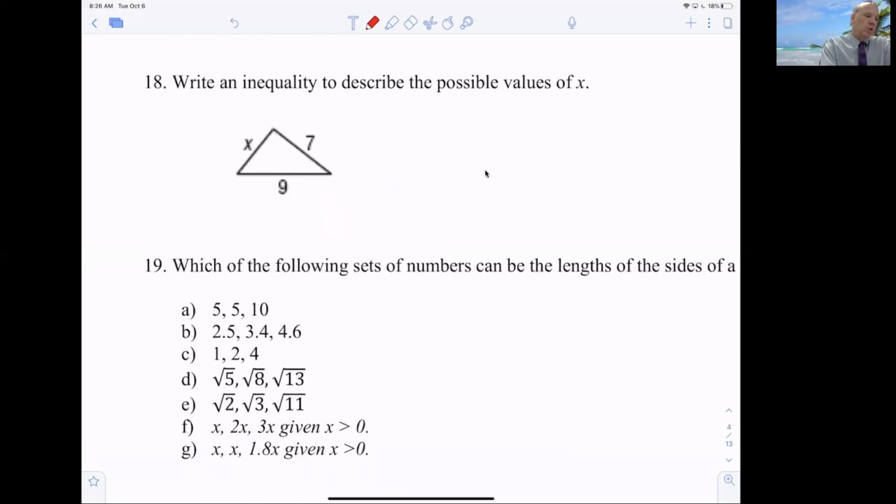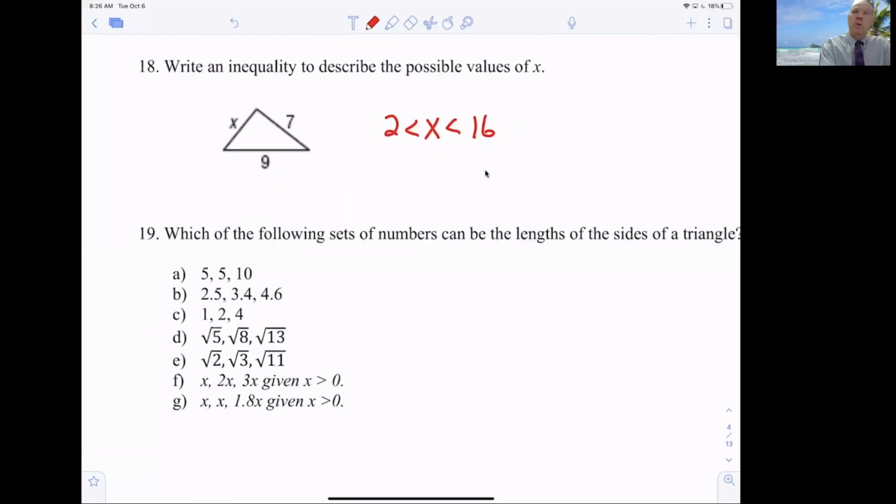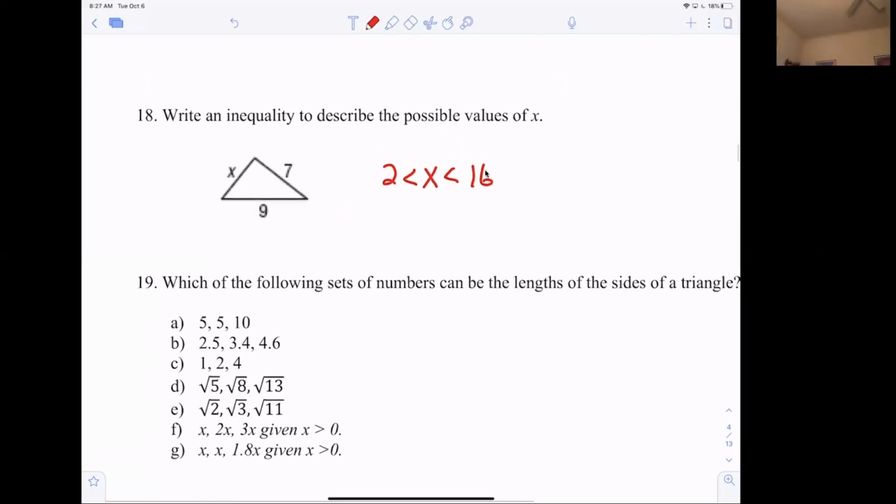Write an inequality to describe the possible values of X. So X could be, yes, less than 16 and greater than 2. Any issues? Yeah. So on that one, hold on a second. Go ahead, Harris. Tell me. On that one, you just add the sides. Right. And the third side is always less than the sum and greater than the difference. Less than the sum and greater than the difference.